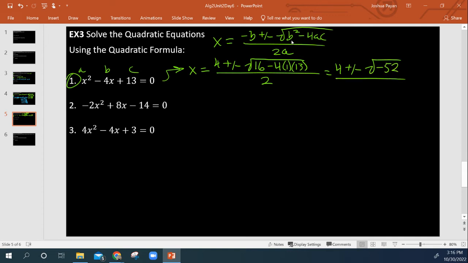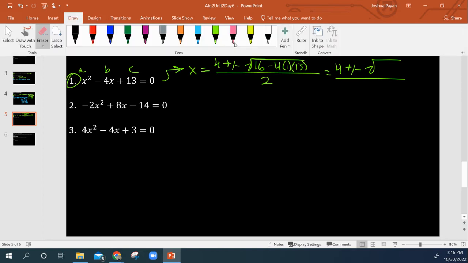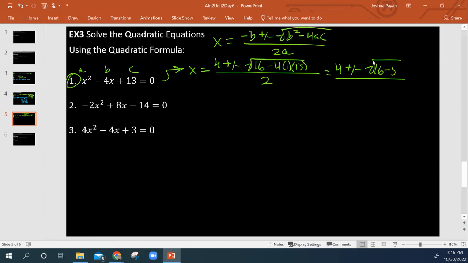All of that divided by, oh, no, that would not be -52. It'd be 16 minus 52. 16 minus 52 is going to be -36.